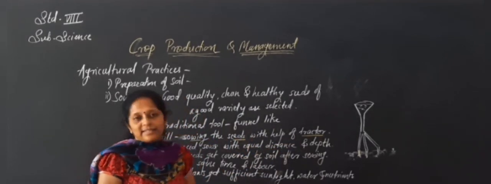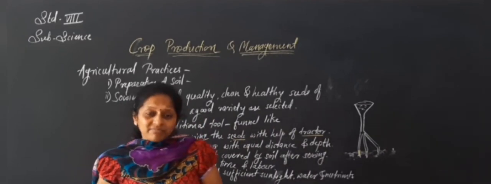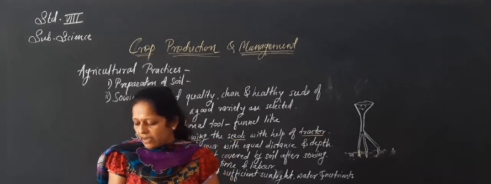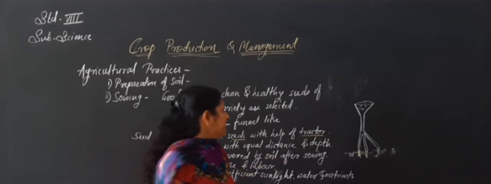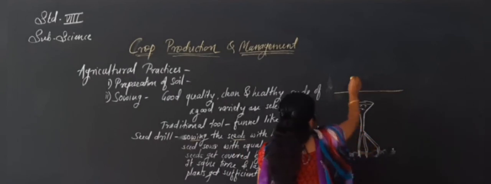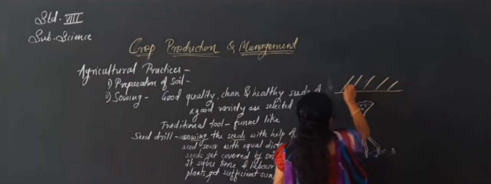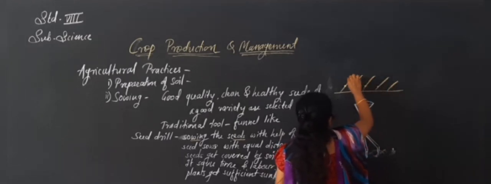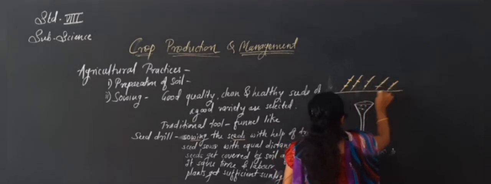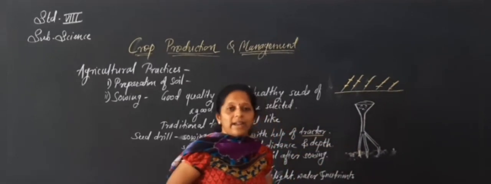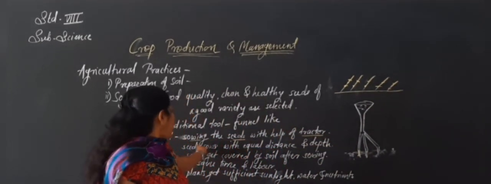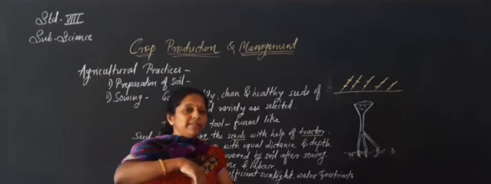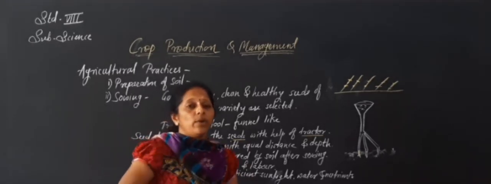Seeds are sown with equal distance and depth. This seed drill is attached to the tractor, and it sows seeds uniformly. Uniformly means with equal distance, one here, one here, across the field. Depth also matters, meaning how deep the seed goes into the top soil; that is very necessary.